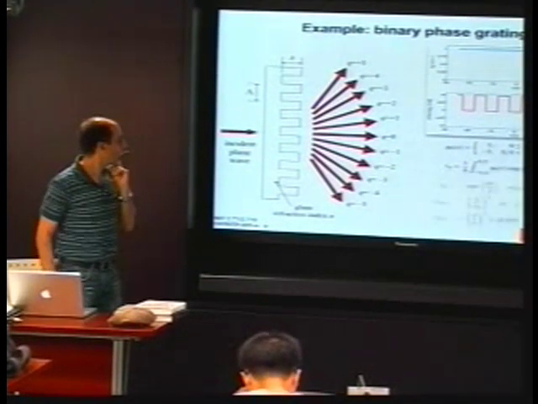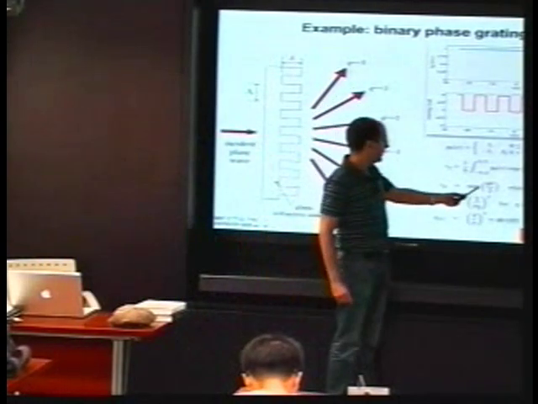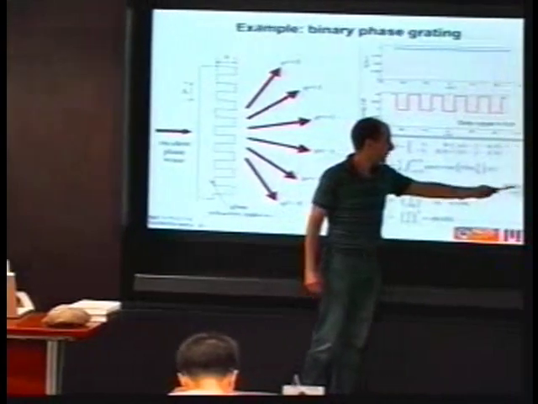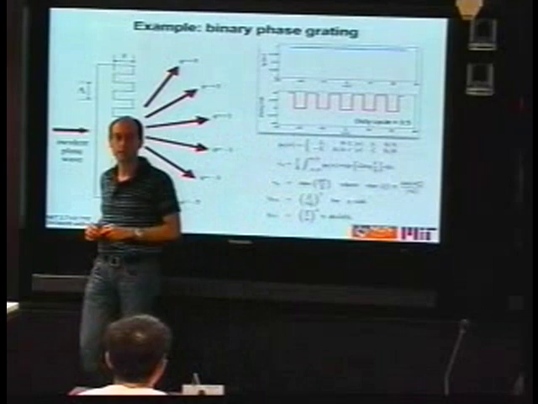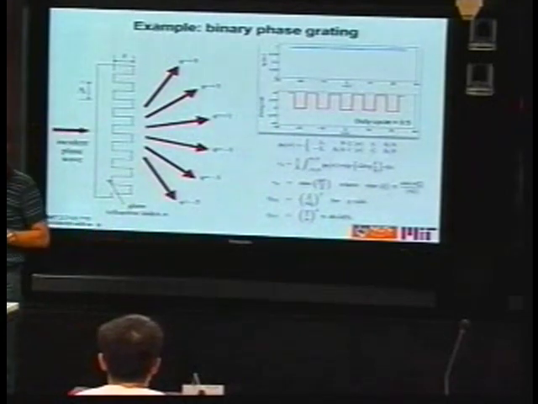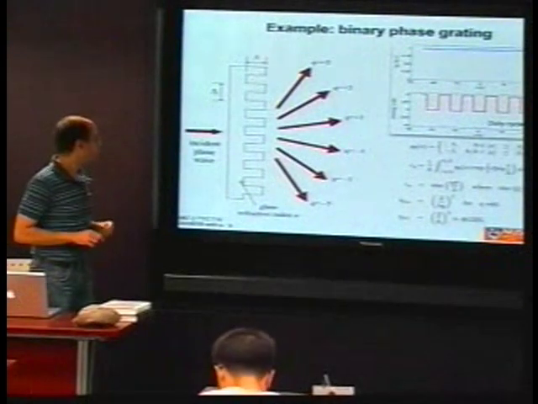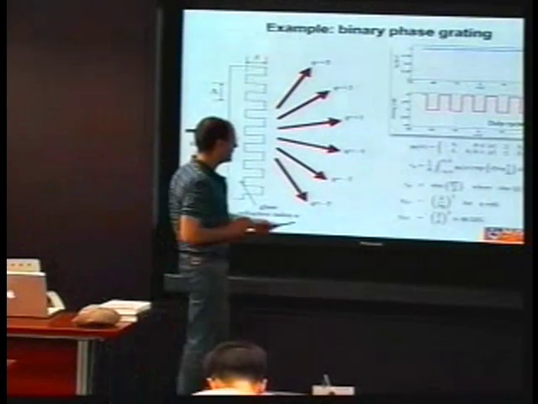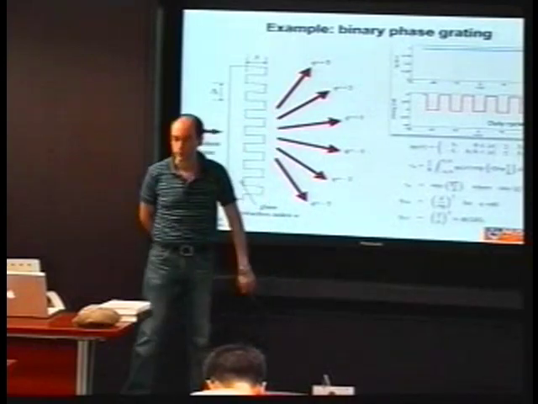But you find the expression for the diffracted orders equals something that looks like sine of pi times the order. So of course, if the order is even, then there's no diffraction. And it turns out that this grating has a relatively strong diffraction efficiency of about 40% into the first order.